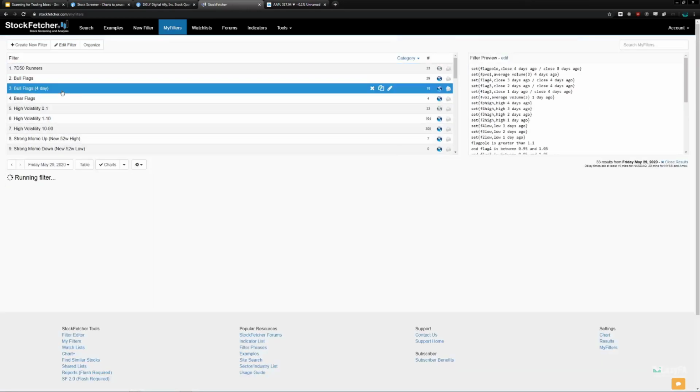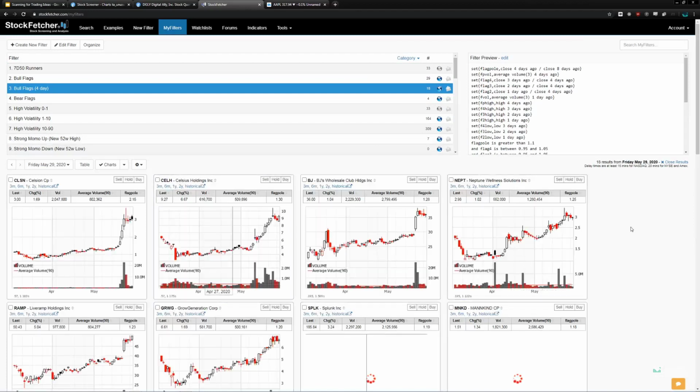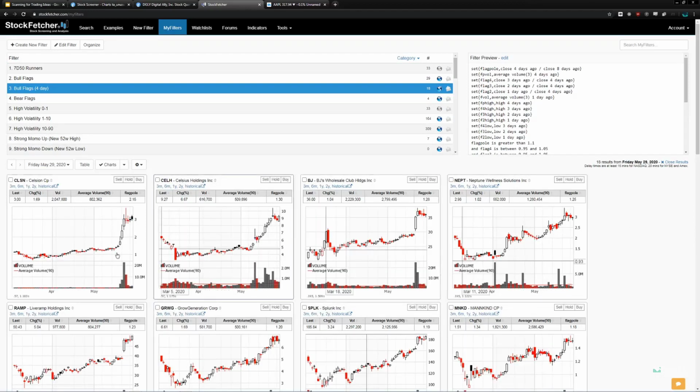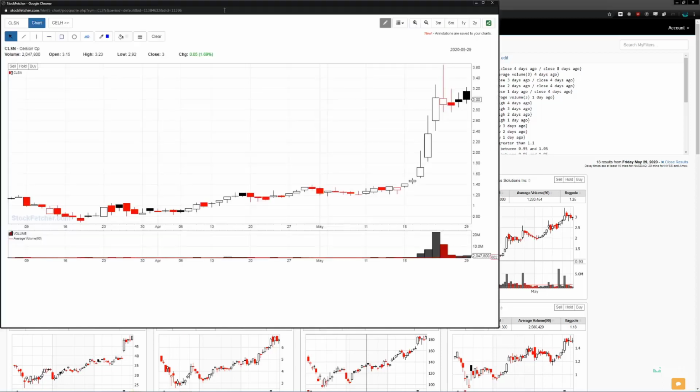So that's what I'm looking for with this one. Bull flags. This is a very common pattern in trading, and you might also know this as an ascending triangle or a wedge. What you're looking for is a stock that has a big move upwards and then a 4 or 5 day long sideways consolidation, because this indicates that people are taking profits on their trades from back here, but it's not enough to drive the stock back down because there's still people that are buying this. CLSN, for example, it looks like there's still people buying it.